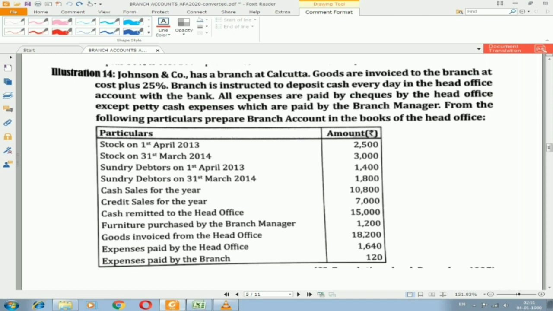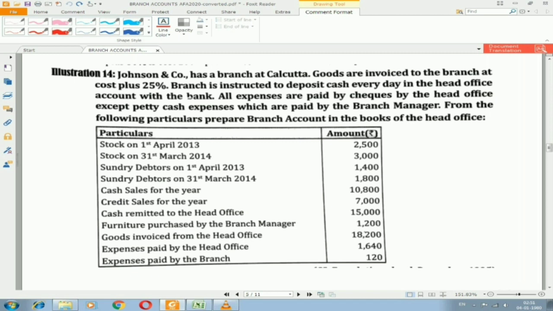Branch is instructed to deposit cash every day in the head office account with the bank. So they have instructed the branch to deposit cash every day. Whatever the income they used to get through cash, that cash should be deposited to head office. They have said all expenses are paid by checks by the head office except petty cash expenses, which are paid by the branch manager itself.